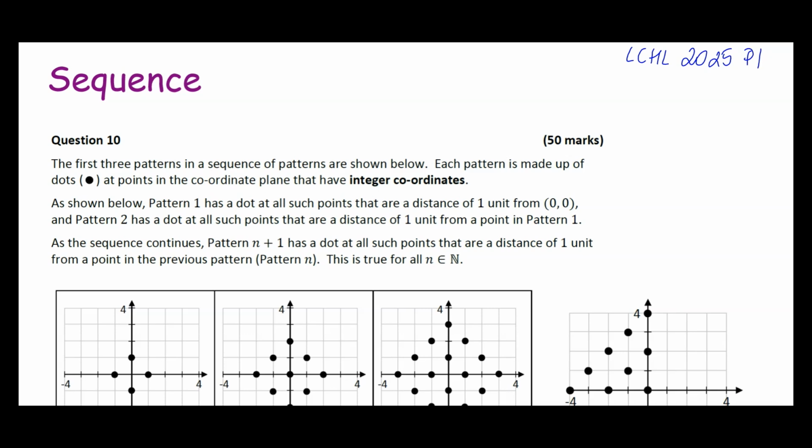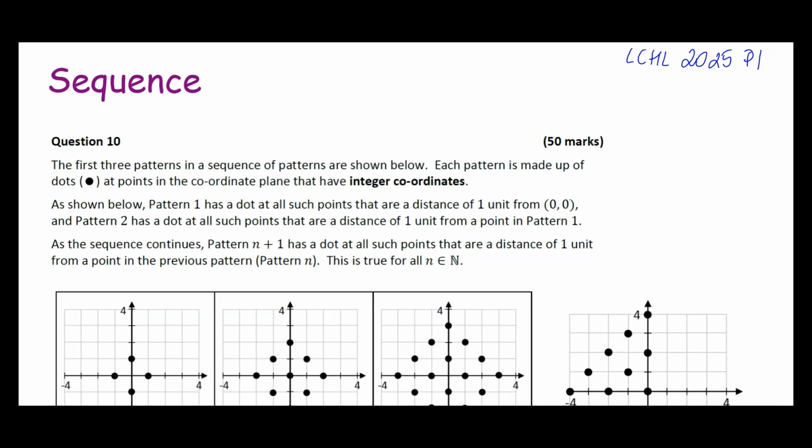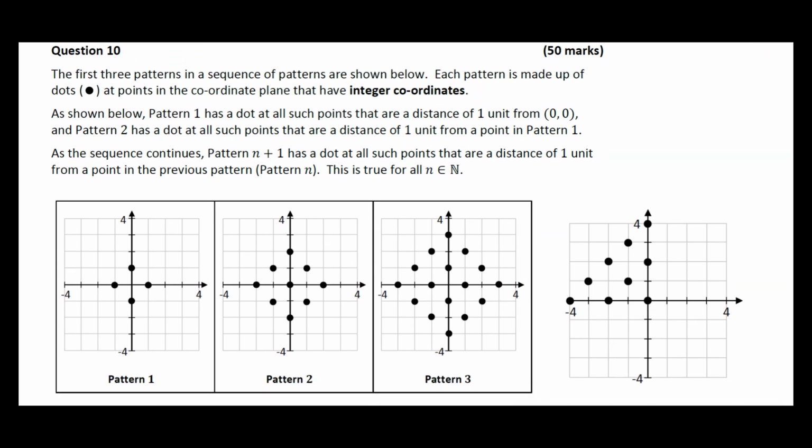Let's have a look at a question with a sequence. The first 3 patterns in a sequence of patterns are shown below. Each pattern is made up of dots at points in the coordinate plane that have integer coordinates. What that means is that each dot, the coordinates of it are whole numbers. They are not fractions, they are not decimals.